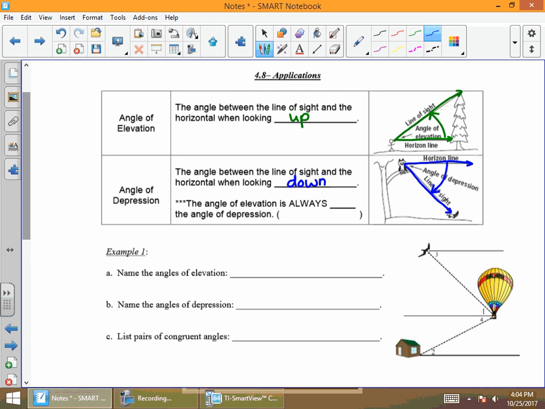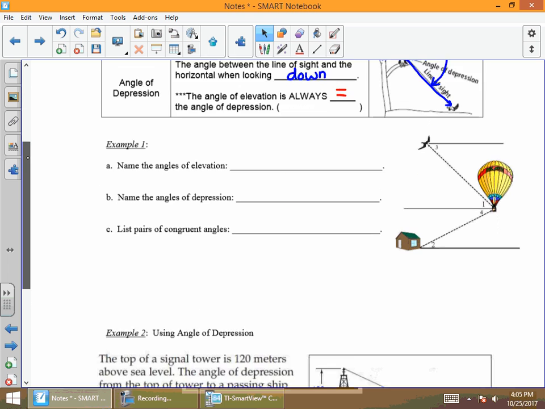So the angle of elevation is always equal to the angle of depression. And if you wonder about that, take a look at 2 parallel lines. So if I have a line of sight up here and down here, and I look down, my angle of depression or my angle of elevation, those are alternate interior angles, and we know from Unit 2 that alternate interior angles are congruent. So I know that angle of elevation and angle of depression would need to be the same.